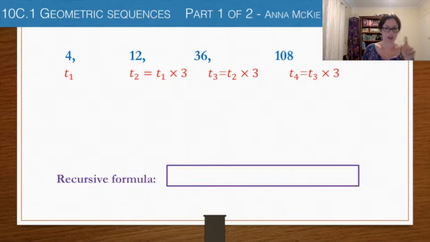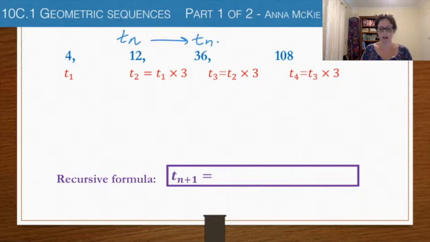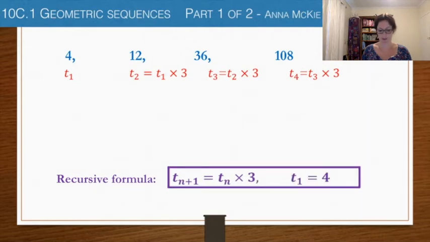But that relies on knowing the previous term. So the recursive formula here is t(n+1). If this was the t(n)th term, then the term after that is the (n+1)th term. To be able to work that out, you had to take the t(n) term and multiply that by 3. So that's called the recursive formula. And we must define our initial term, our t1 term, of 4.